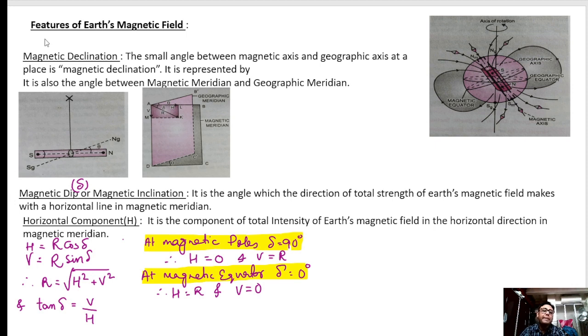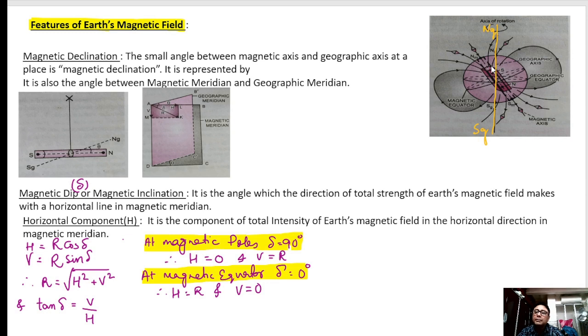Next is features of the Earth's magnetic field. What are the features of the Earth's magnetic field? First of all, watch here. This is Earth. This is the geographic north and south pole axis. This is the south pole geographic. This is the north pole geographic.